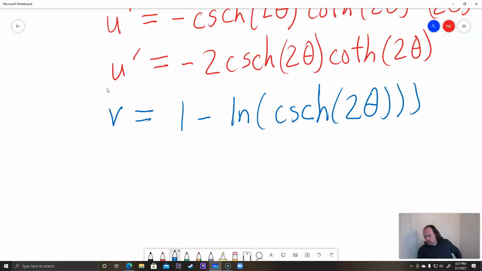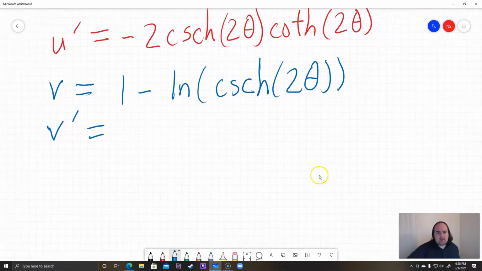And this is one of those problems that's so long that you have to have a lot of patience to get through the whole thing. Okay, so anyway, our v was 1 minus ln of cosec of 2 theta. And so our v prime is going to be the derivative of this. So what's our v prime going to look like here? Well, for our v prime, the derivative of 1 is 0, because the derivative of any constant is 0. So this is just going to go to 0.